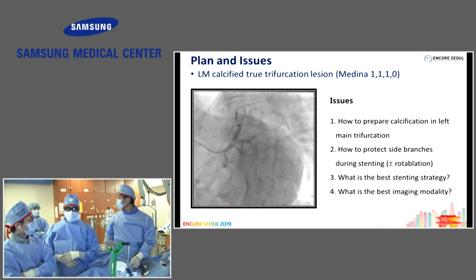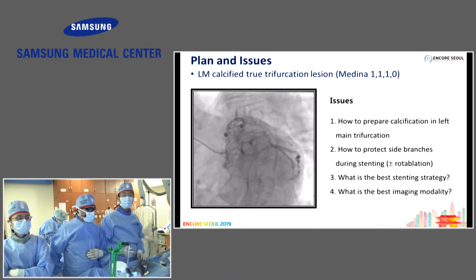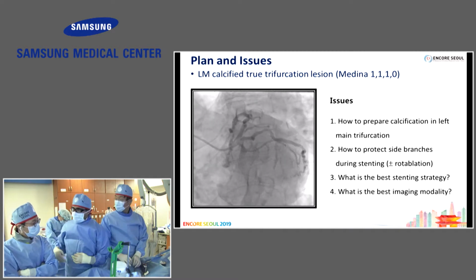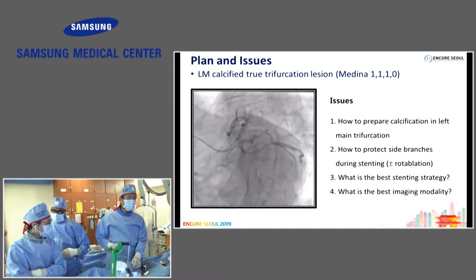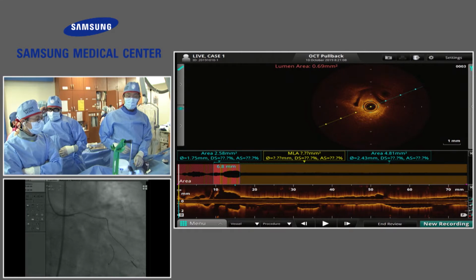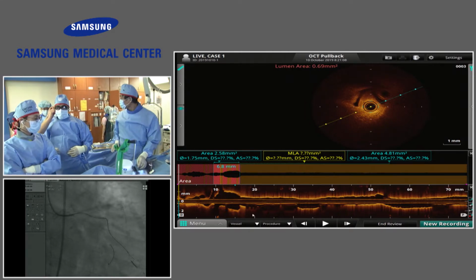Can we see the OCT image? Could you put the OCT up, please? OCT image on the screen, please. Okay. Thank you.